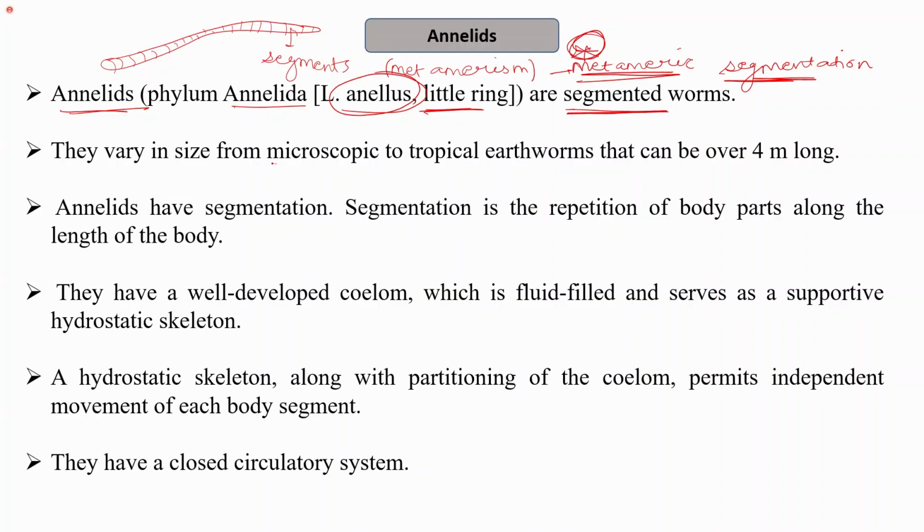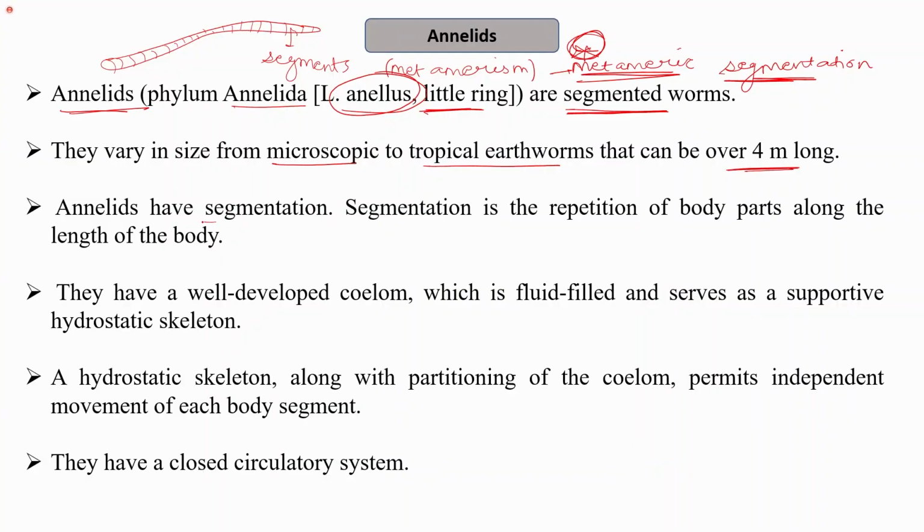They vary in size from microscopic to tropical earthworms. Earthworms we all have seen. So that also belongs to the phylum Annelida, and it can vary in size. Some organisms of phylum Annelida are microscopic in nature, while some of them may be meters long. They may be over 4 meters long.